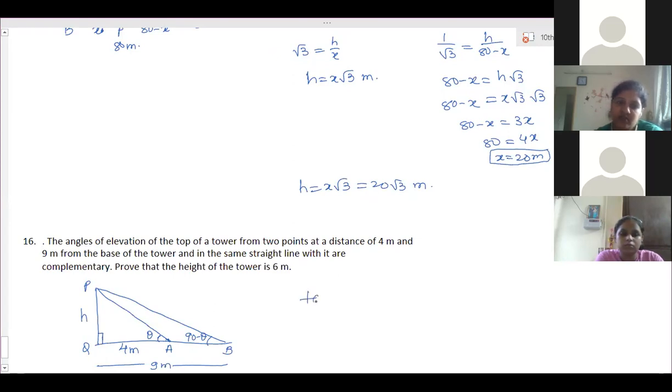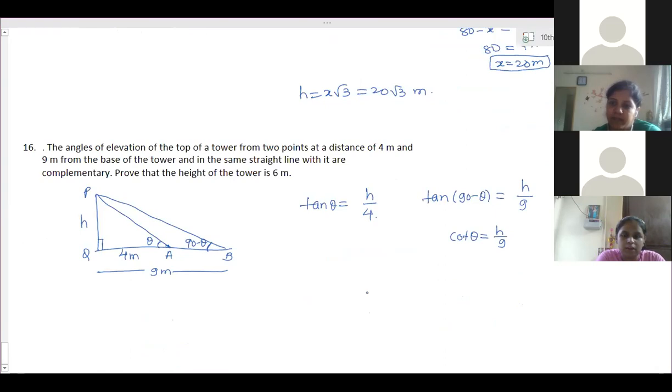So tan theta is equal to H by 4, right? And the second triangle PQB. This angle is 90 minus theta. Then tan of 90 minus theta is equal to H by 9. What is tan of 90 minus theta? Cot theta. Cot theta is equal to H by 9.